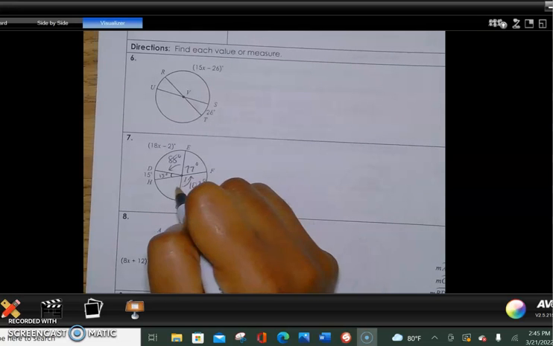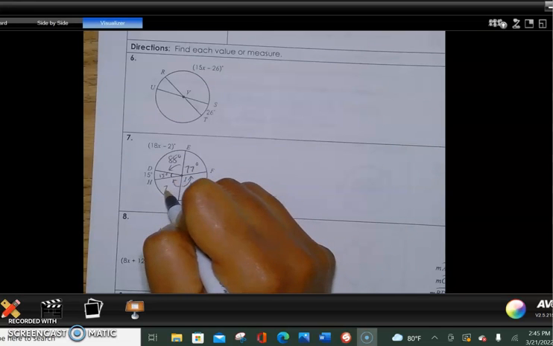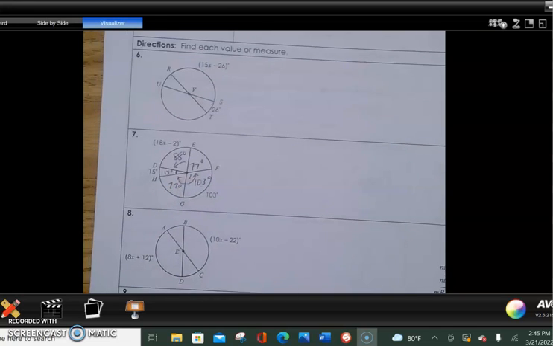Yep, I also got you guys this part right here, this angle, GIH. I got this also with 77 degrees. Those were vertical angles, so we are correct.